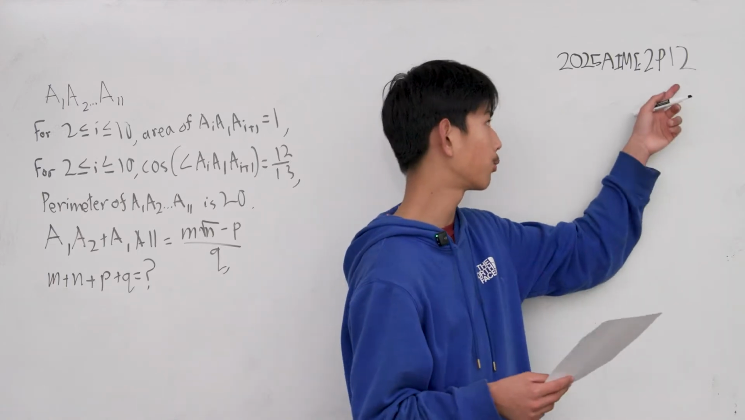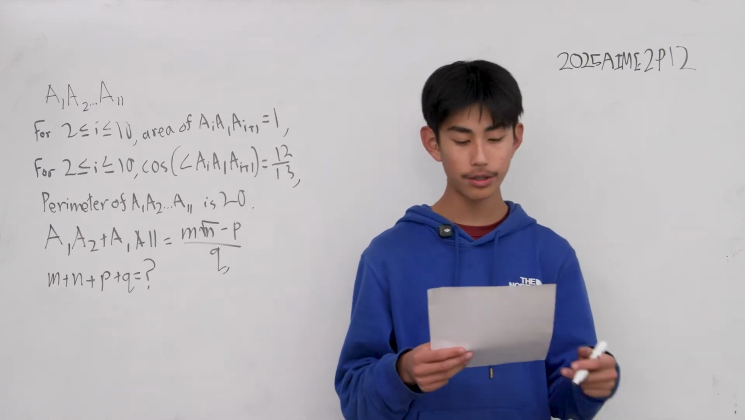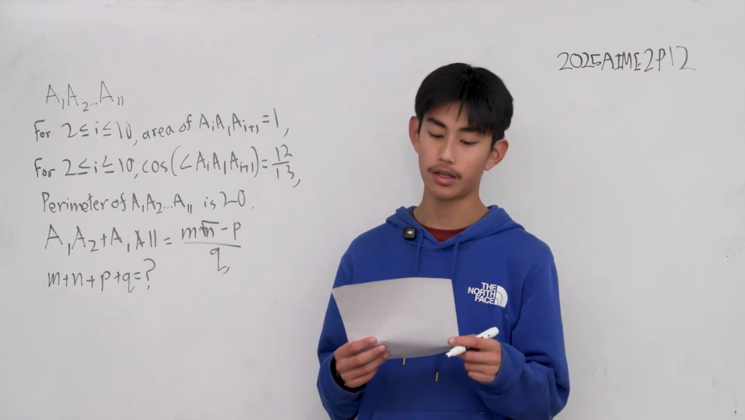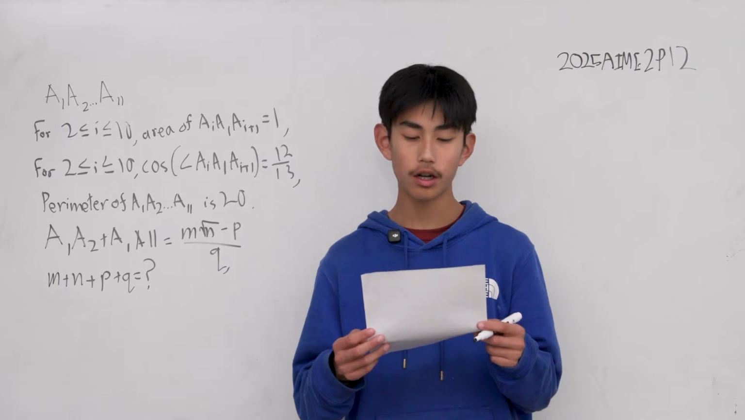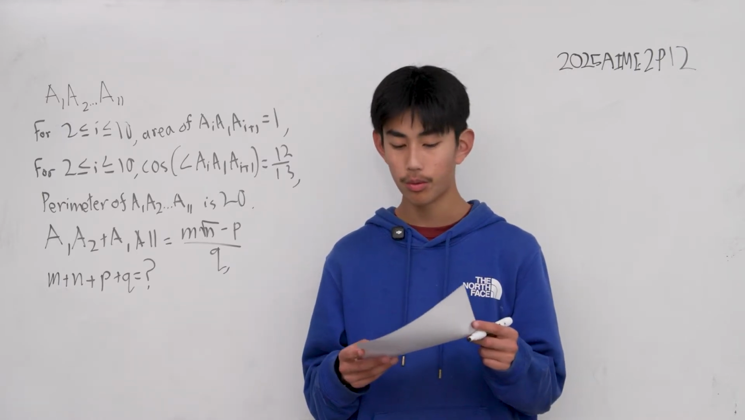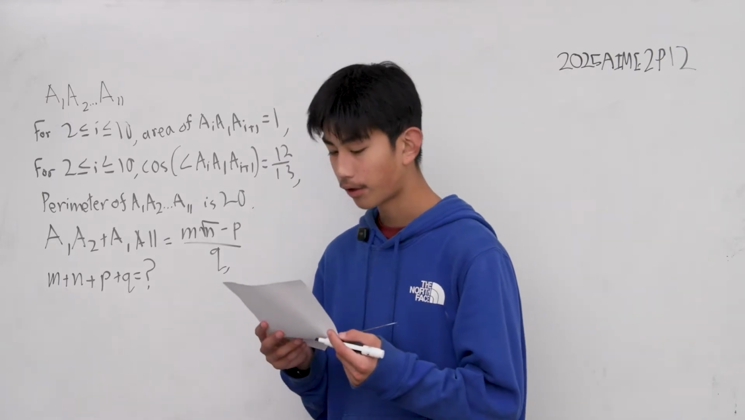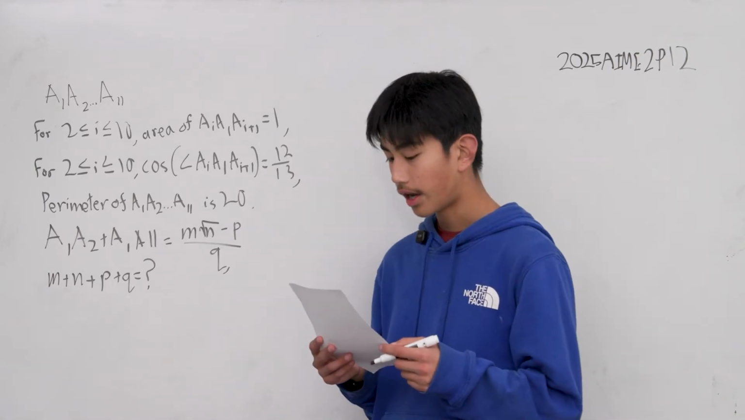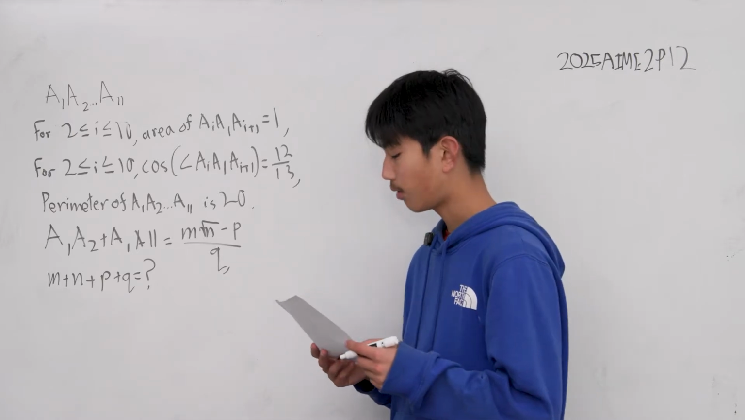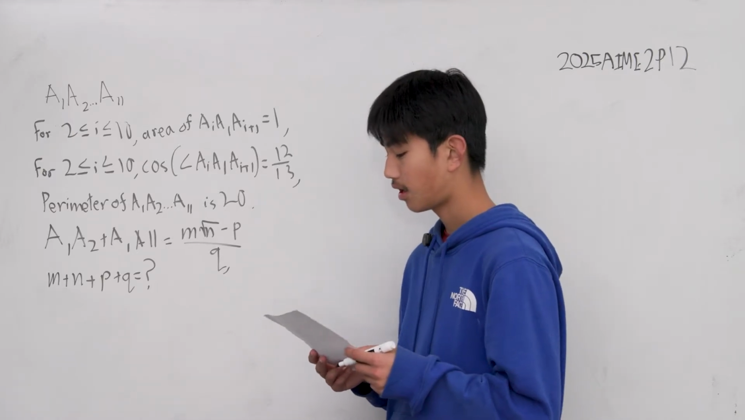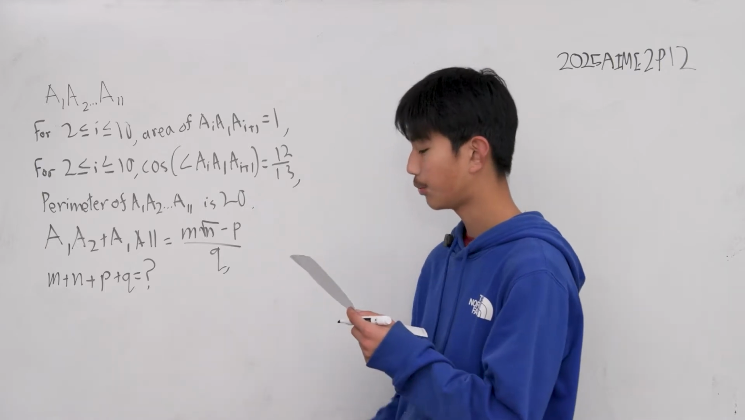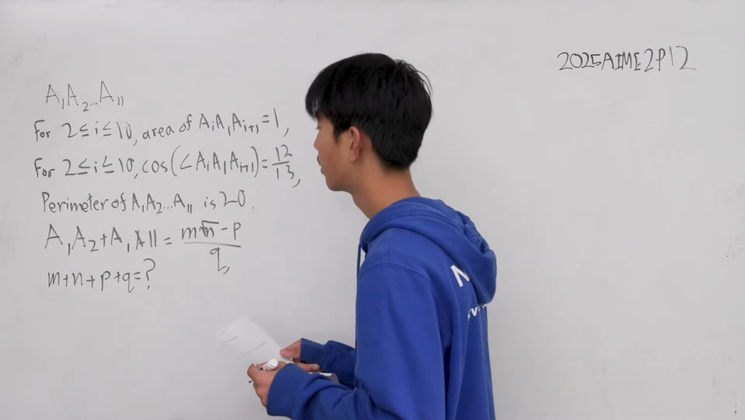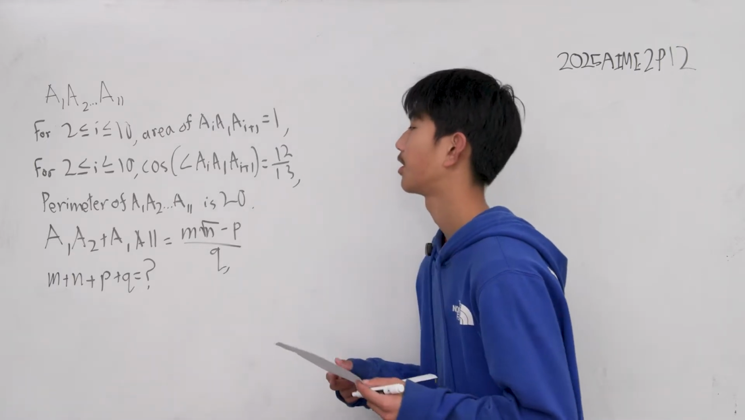We're solving problem 12 from the 2025 AIME 2. Let A1, A2, all the way to A11 be an 11-sided, non-convex, simple polygon with the following properties. For i greater than or equal to 2 and less than or equal to 10, the area of the triangle A_i, A1, A_(i+1) is always 1.